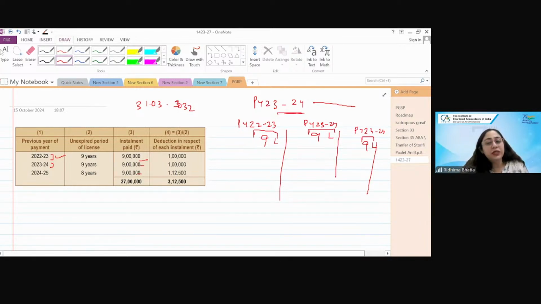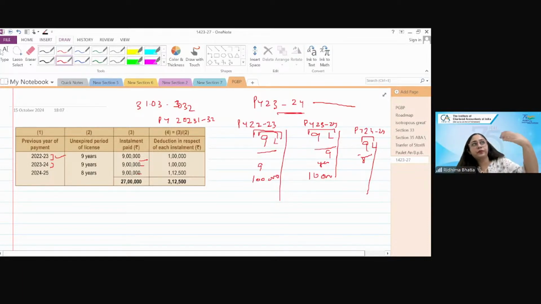Yes. अब उस हिसाब से 9 lakhs को डिवाइड बाय 9, 1 लाख ईच इंस्टॉलमेंट बना. ठीक है. फिर प्रीवियस ईयर 23 24 का भी 9 lakhs डिवाइड बाय 9, बिकॉज 23 24 से लेके 31 मार्च 32 तक भी 9 years बचते हैं. तो ये भी 9 lakhs डिवाइड बाय 9, हर साल 1 लाख का इंस्टॉलमेंट. और ये जो प्रीवियस ईयर 24 25 में पे हुआ वो 9 lakhs डिवाइड बाय 8 किया.